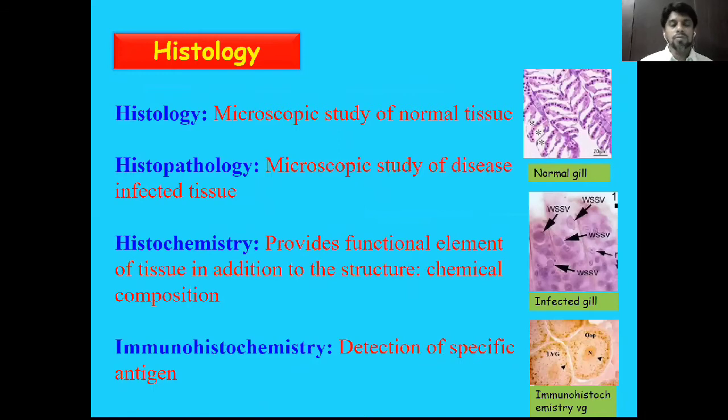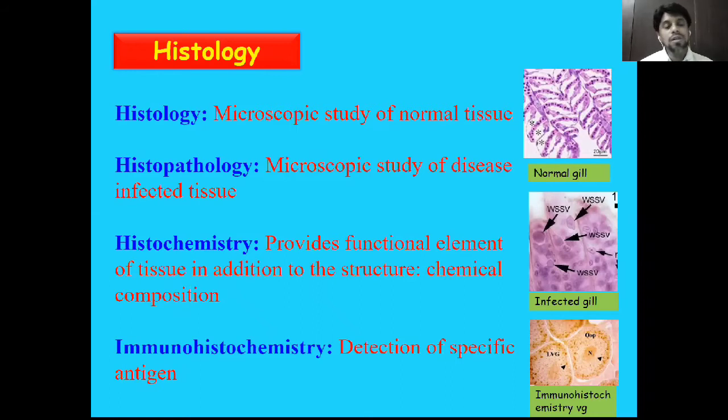Some of the terminologies which are commonly used in microtechnique: histology is a common terminology. It means the microscopic study of normal tissue is called histology. Then histopathology is related to the target of our study. The microscopic study of diseased, infected tissues is called histopathology.